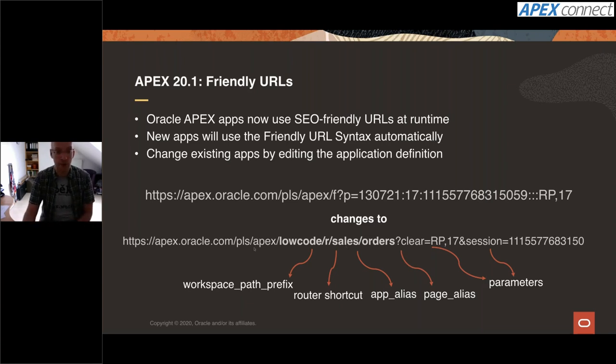And the schema is always the Apex schema, of course. Then you have the workspace path prefix. Then you have the application alias and the page alias. The parameters like the session ID or page items are added like parameters to a web application. So it really looks like a plain web application's URL. You cannot tell that this is Apex.